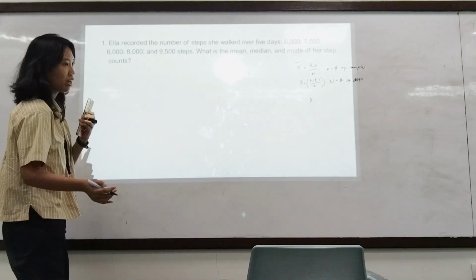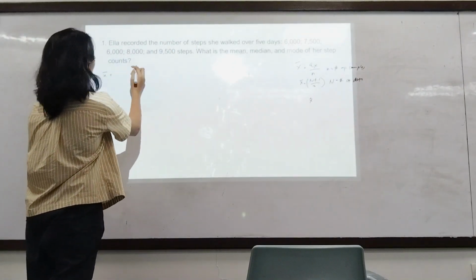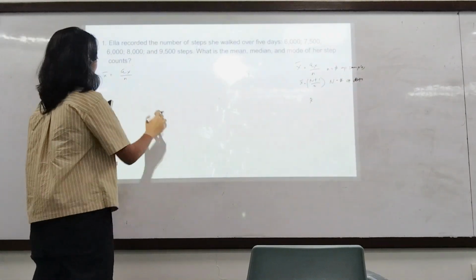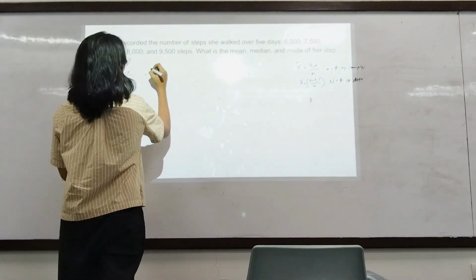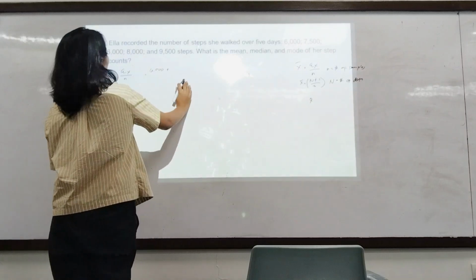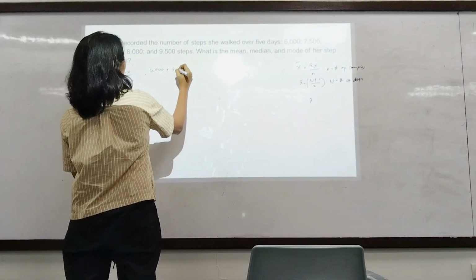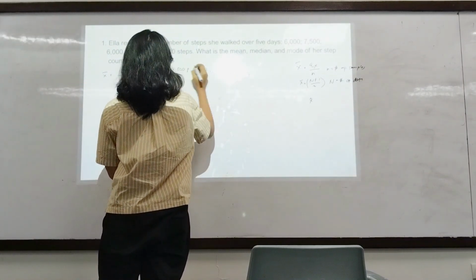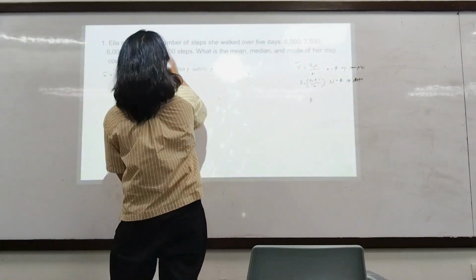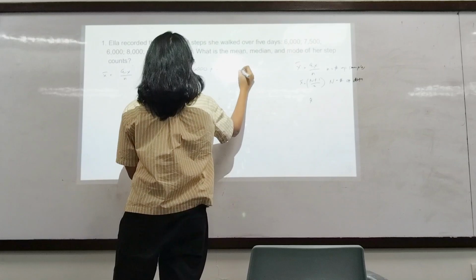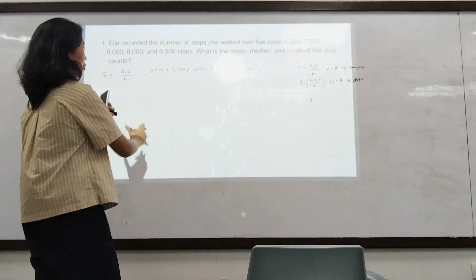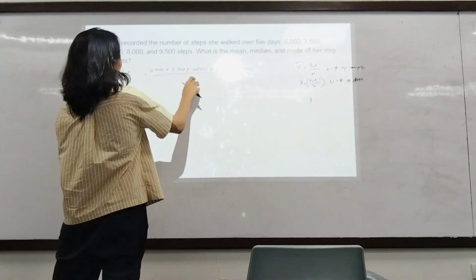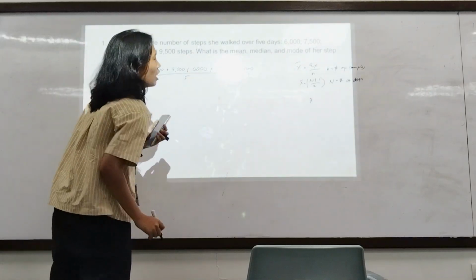Again, what's the formula of the mean? It's x bar equal to the summation of x over n. So what you're going to do is substitute the x summation. It will be like this: you copy the given, 6,000, plus 7,500, plus another 6,000, plus 8,000, plus 9,500. Then we count how many are given in this question: 1, 2, 3, 4, 5. There are 5 samples.